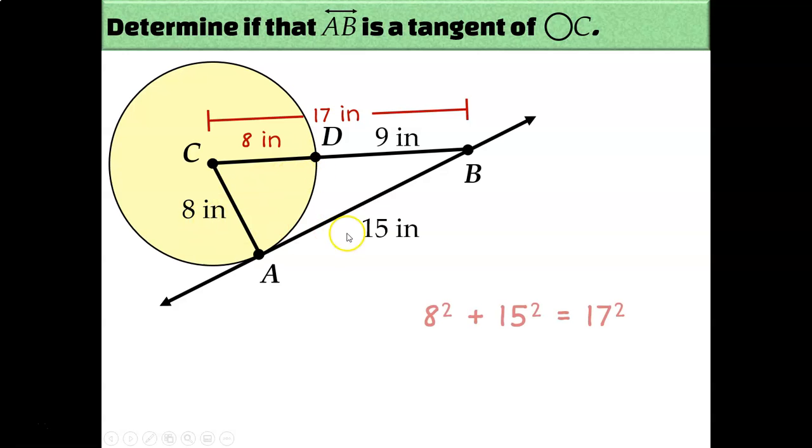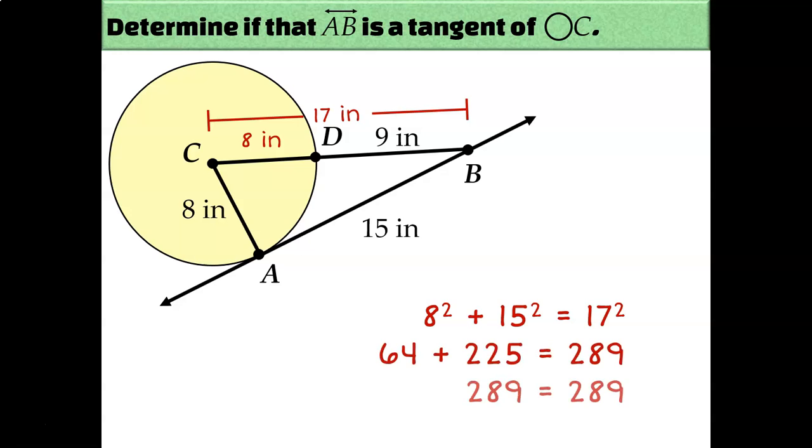So I'll say leg squared plus leg squared, 8 squared plus 15 squared, is equal to hypotenuse squared, 17 squared. Remember, the largest number should always be C, and the two smaller numbers are A and B. So simplifying, I get 64 plus 225 equals 289, and that means 289 equals 289. So yes, indeed, line AB is a tangent of circle C because it's perpendicular to radius CA.